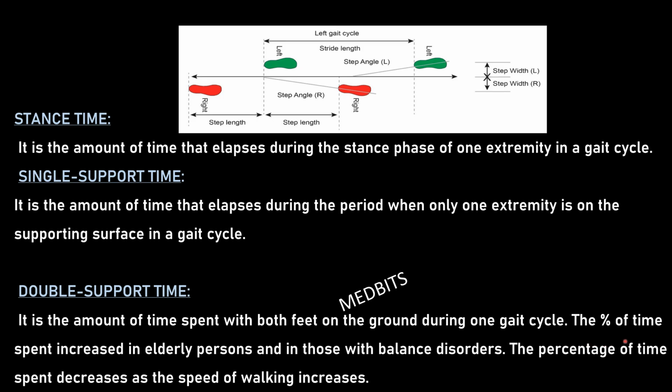The percentage of time spent increases in elderly persons, right? We have seen our elderly parents, our grandfather or grandmother, walking slowly with a low trajectory, with an increased amount of stance time, right? It is also increased in those with balance disorders. The percentage of time spent decreases as the speed of walking increases. Okay.